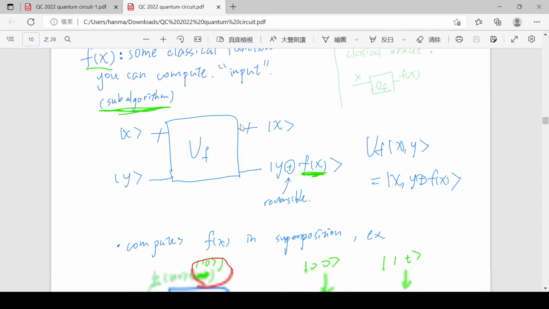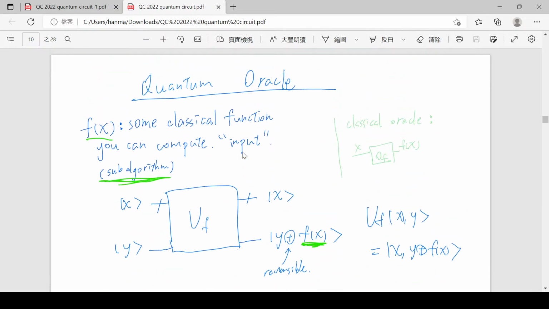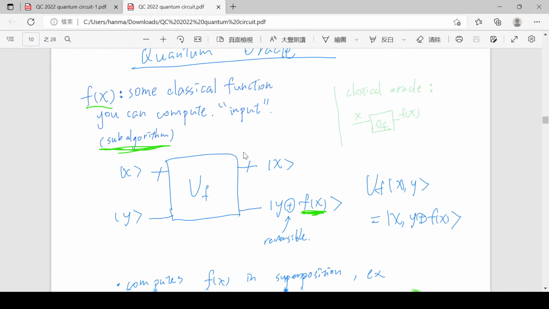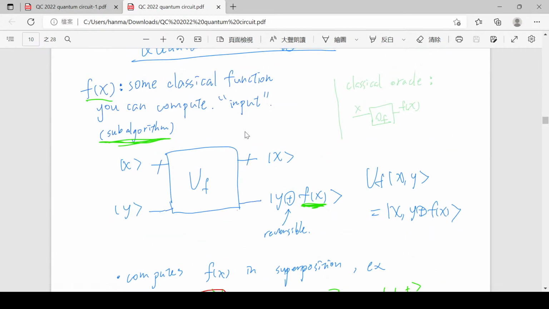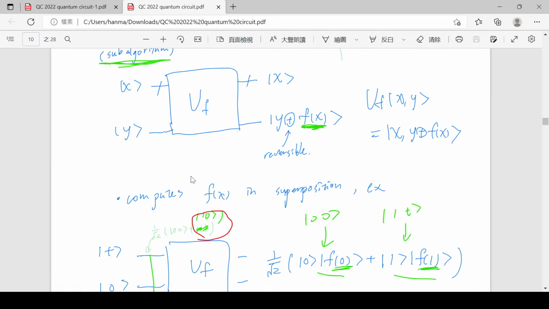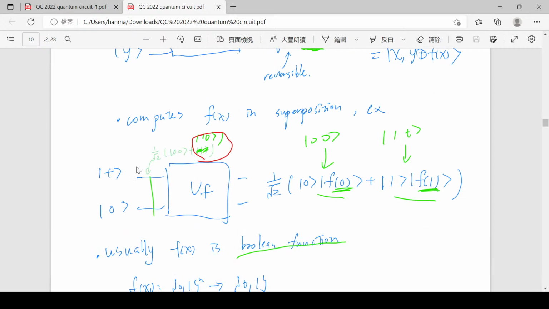So there is some annoyance in needing to make this reversible, but there is also a good thing about the quantum oracle: it now supports quantum superposition. For example, we are going to see very soon that you can put the input and also the output as a non-computational basis state, a superposition of something, and this will give you some quantum advantage.